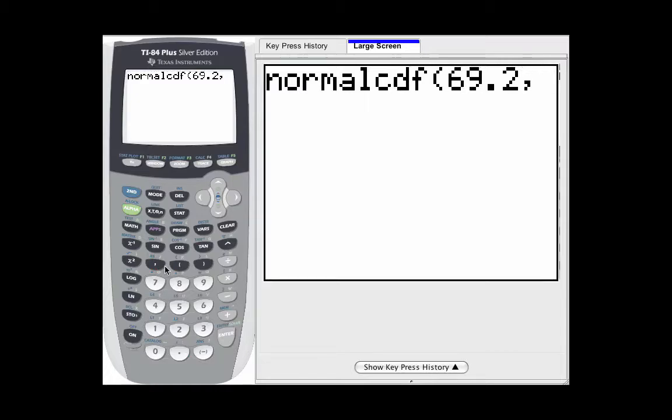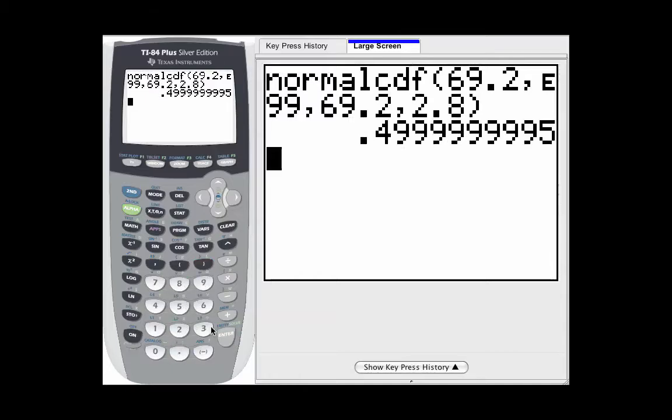Our right endpoint, take a look above the comma. You see where it says E? That's for the engineering notation. So if I want to put an E99, I hit second and where the comma is at, and then put in a 99. So that's my positive infinity. Put in another comma, now I have to put in the mean. Put in another comma, and let's put in the standard deviation, which was, if I recall correctly, 2.8. Close out the parentheses, hit enter, and notice out to 3 places we come out with the exact same answer. There's a little bit of round-off error here, so we don't get quite 0.5 out of the calculator, but to 3 places of accuracy, that is 0.5 when you round it off.